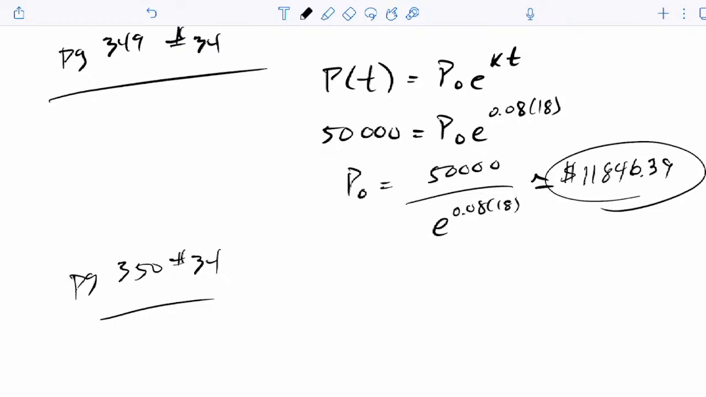So for 34, they want how many years will it take for an investment of $1,000 to double? So to double, obviously, it's going to be equal to $2,000. Oh no, double in interest compounded annually at 13%. So it's compounded annually at 13%. So it's 1 plus just 0.13, and that is to the power of t.